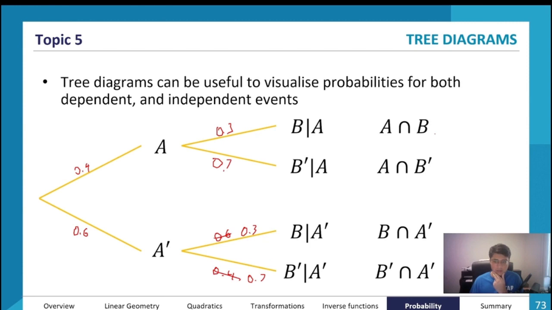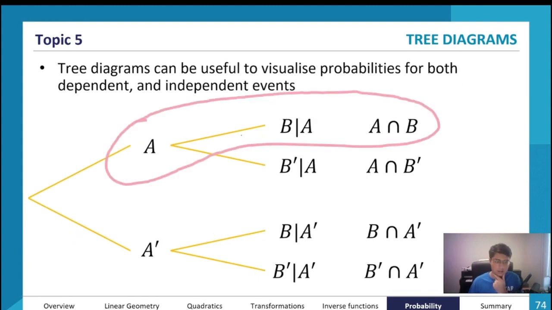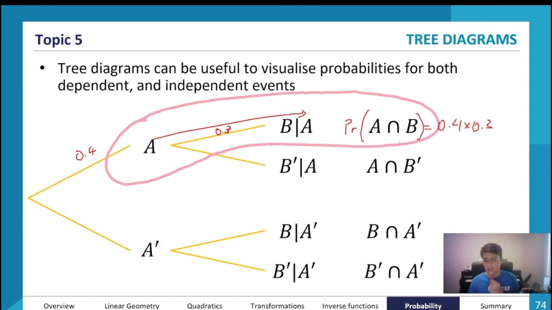So what we can do is if we're looking for the probability of A intersect B, then we can just multiply these two numbers along here. So we're looking at this particular branch. I believe that's what we do in the next slide here. Yeah, there we go. So we multiply along this branch. We had 0.4 here, I believe, and 0.3. We can do 0.4 times 0.3 and get the probability of A intersect B happening. So A and B happening simultaneously.